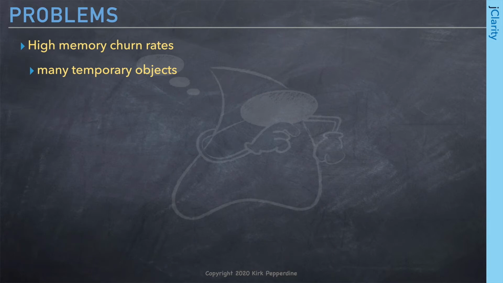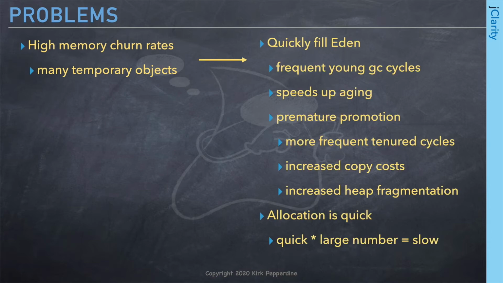So let's look at the problems, right? So we have high memory churn rates. That means we're going to have many temporary objects. And so what this means is that we're going to quickly fill Eden. We're going to have frequent young GC cycles. That speeds up the aging process. So data is going to be moved from young into tenured space based on how many collections it survived.